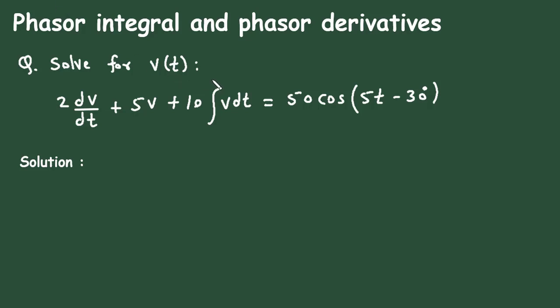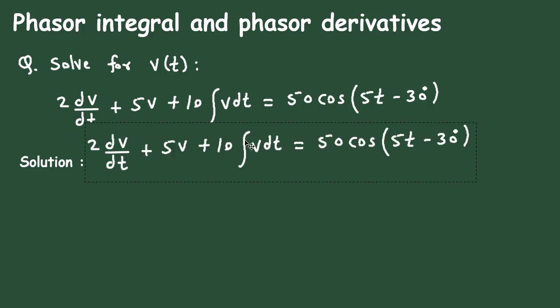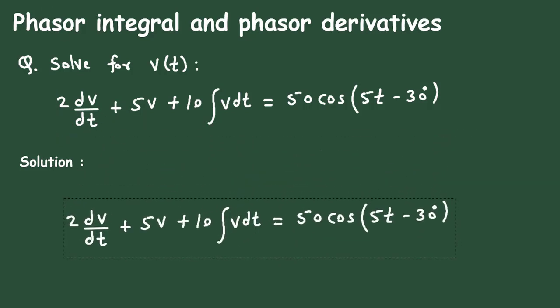In this video, we will see an example on phasor integral and phasor derivatives. Question: solve for v of t. Here we have to solve this and find the value of v of t. So first of all, what we will do? We will copy this given part and paste it here in the solution.